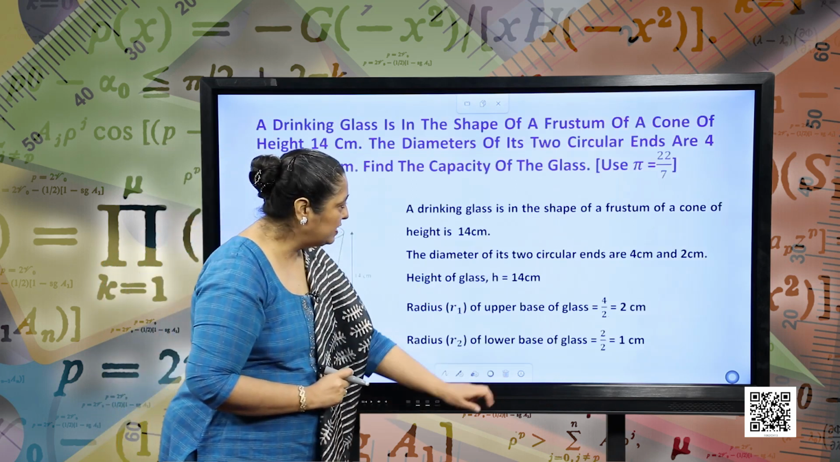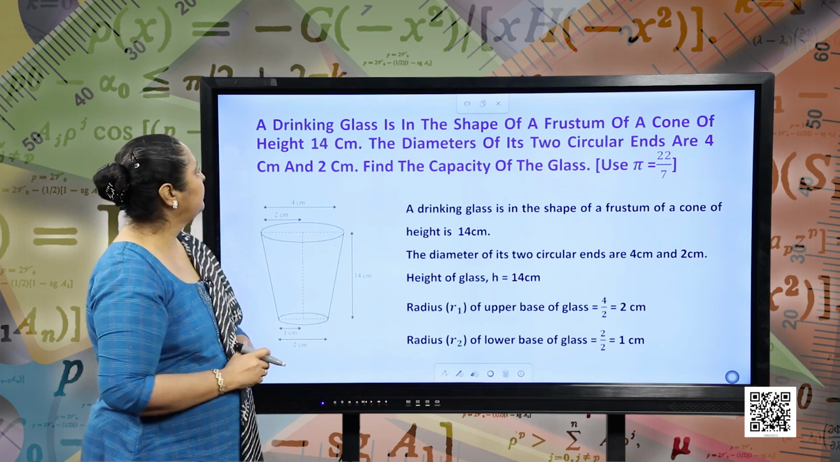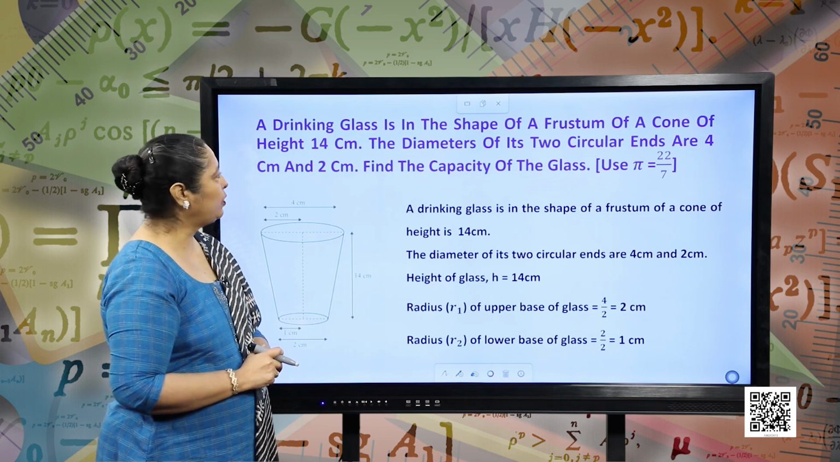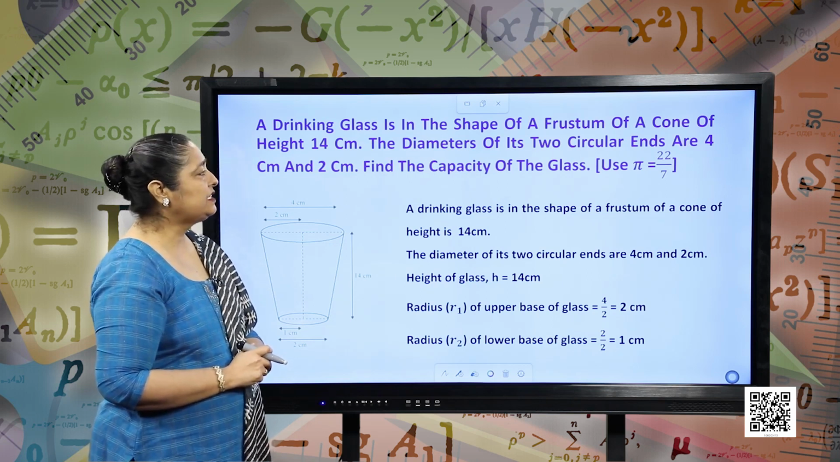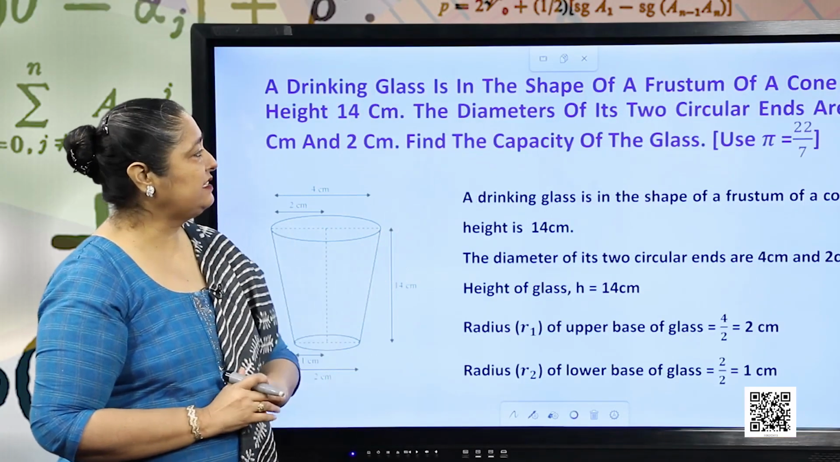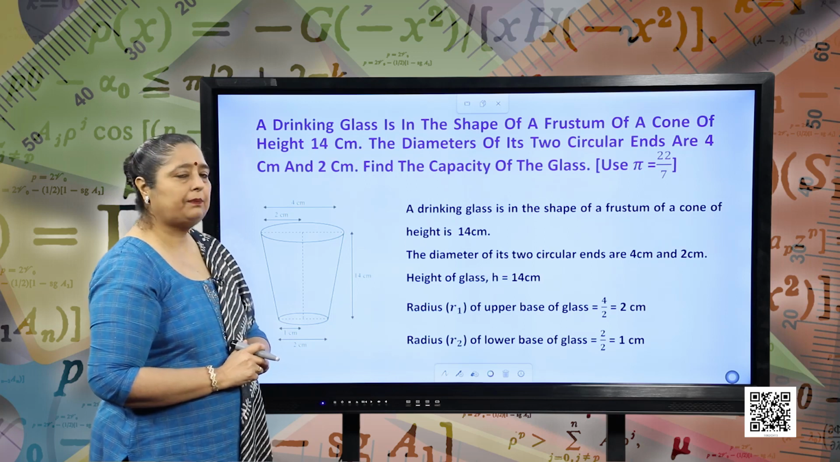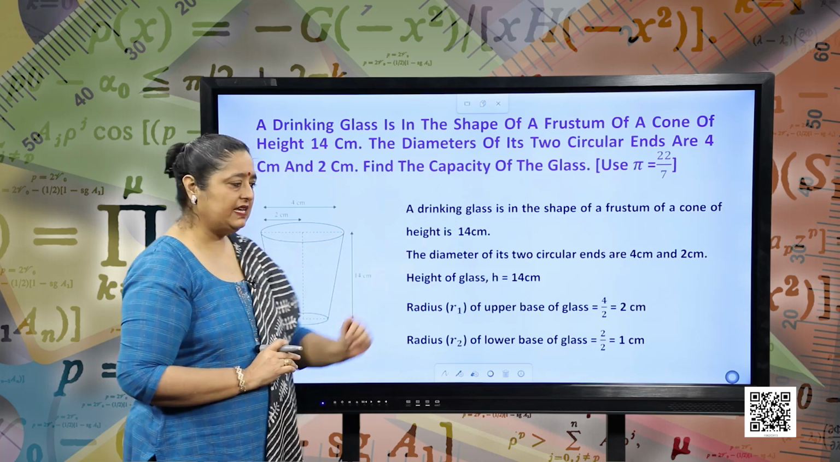So, let us move forward and see how these formulas can be applied in the questions. A drinking glass is in the shape of a frustum of a cone of height 14 centimeter. The diameters of the two circular ends are 2 centimeter and 4 centimeter. Find the capacity of the glass. We are given that pi is 22 by 7.